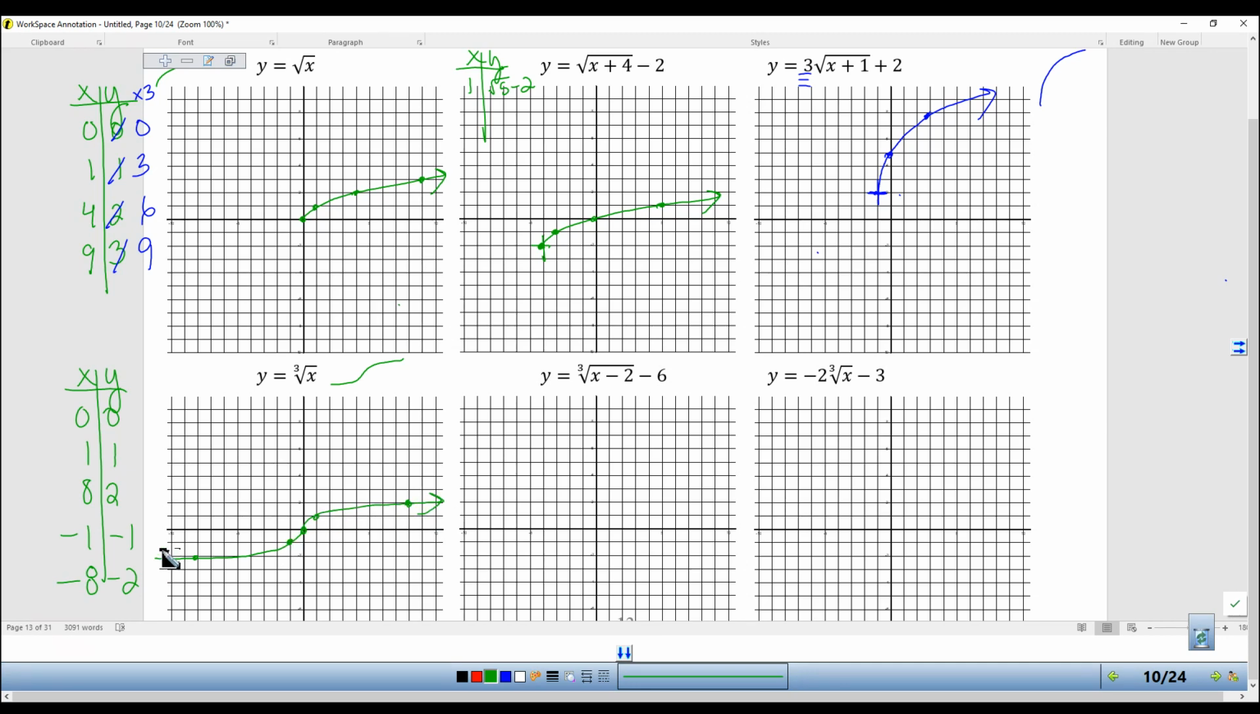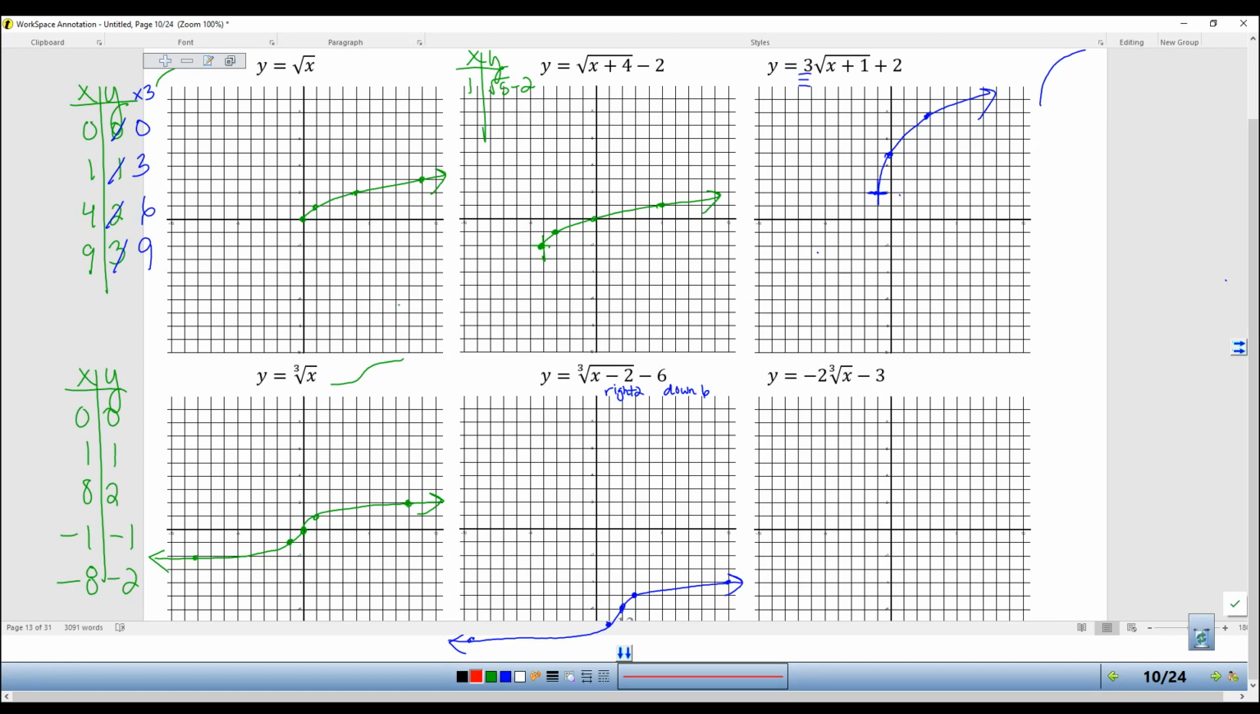This is the basic parent graph. I'm going to shift it to the right 2 and down 6. So right 2 and down 6. 1, 2, 3, 4, 5, 6. That's going to be my new 0, 0. And then from there, I'm going to go up 1, over 1, and over 8, and up 2. And my screen got a little bit cut off there. But there you go.